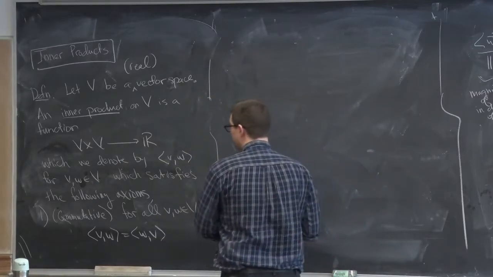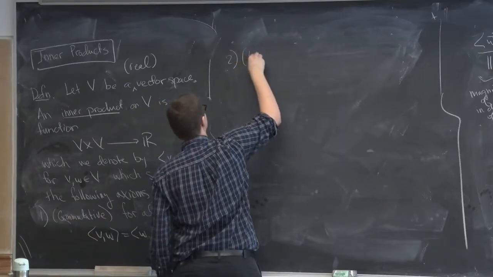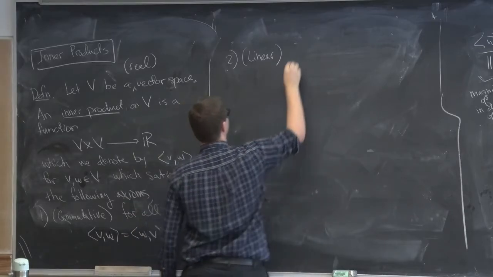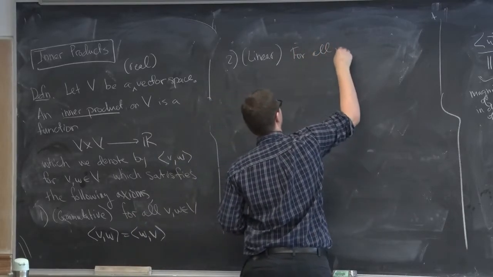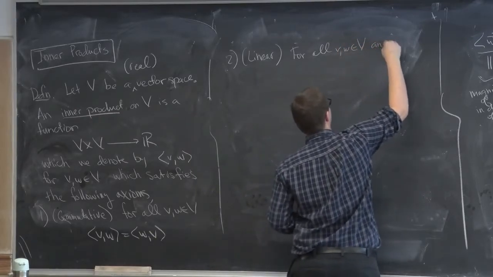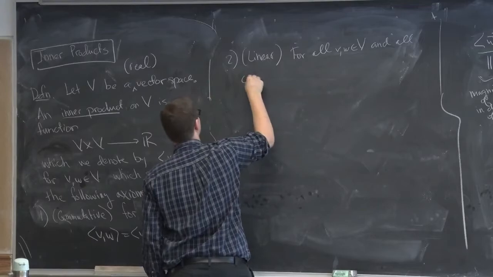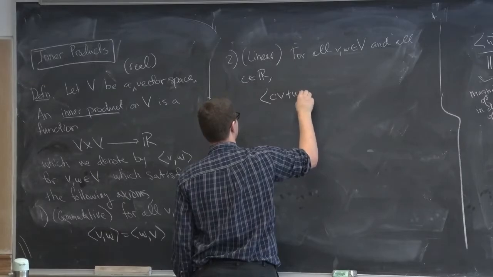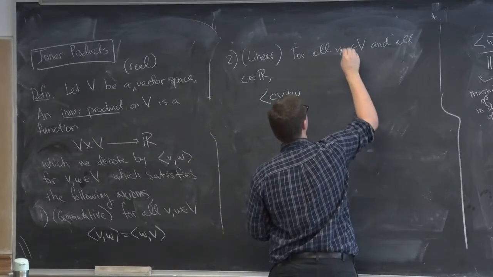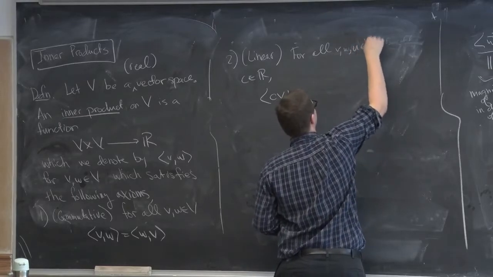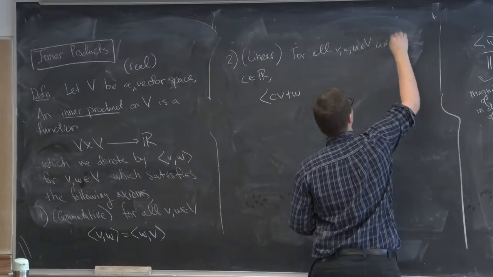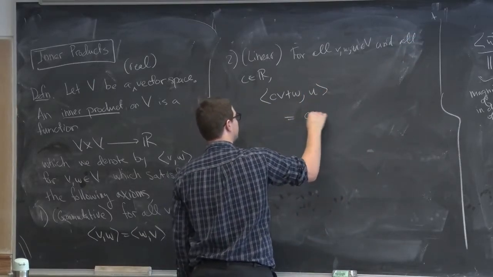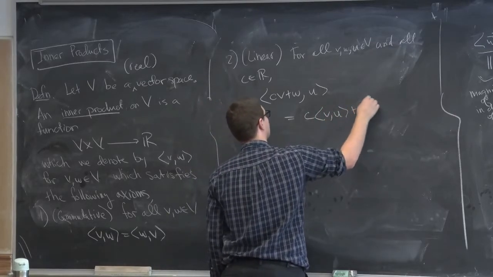The second thing is that it's going to be linear, or bilinear. So the linearity says that for all V, W, and U in V, and all c in the reals, the inner product of cV plus W with U is equal to c times the inner product of V with U, plus the inner product of W with U.